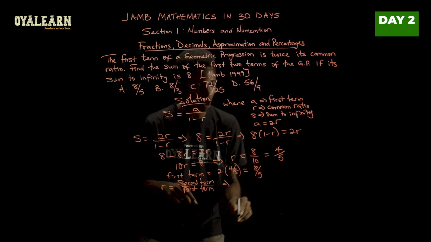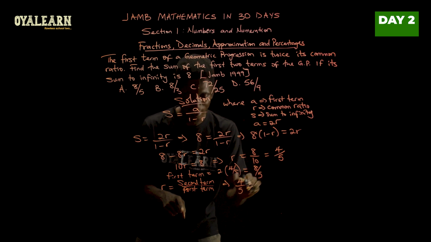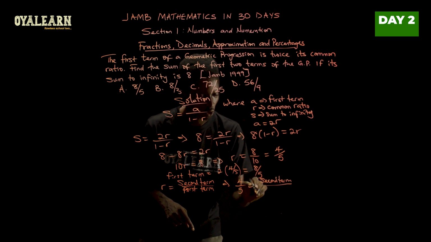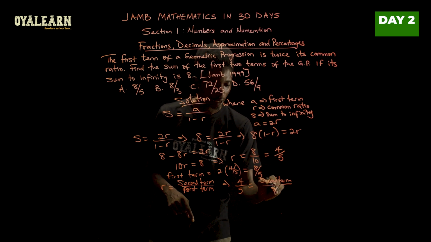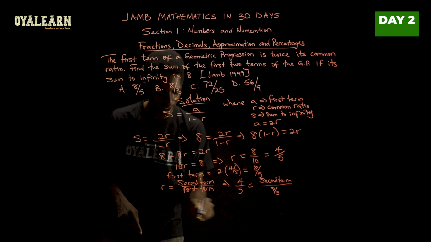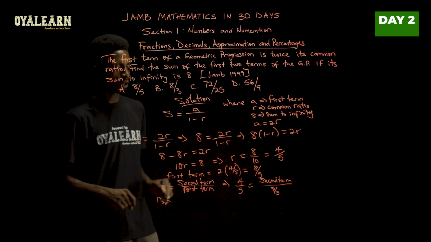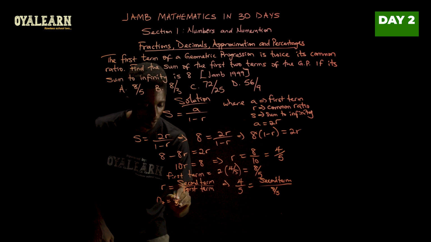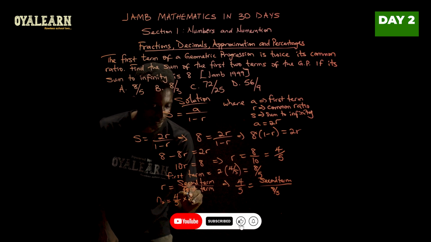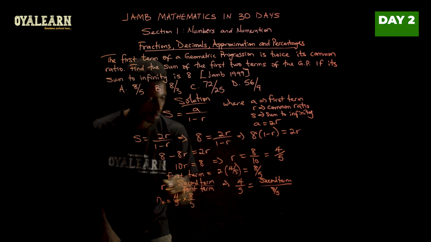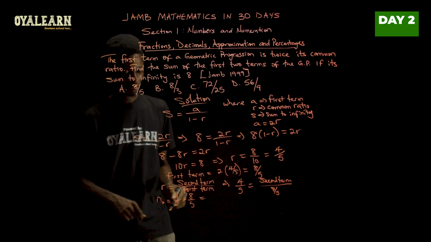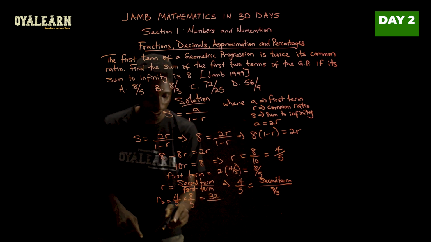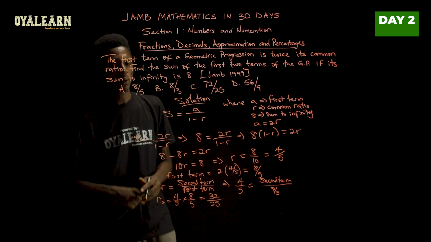Now, what this implies is that the common ratio, which is 4 over 5, is the same thing as the second term over the first term, which is 8 over 5. So if we call the second term N2, then we would have it as the product of these two values, which is 4 over 5 multiplied by 8 over 5. Now, 4 times 8 would give us 32 over 5 times 5, that's 25. So now we have our second term.